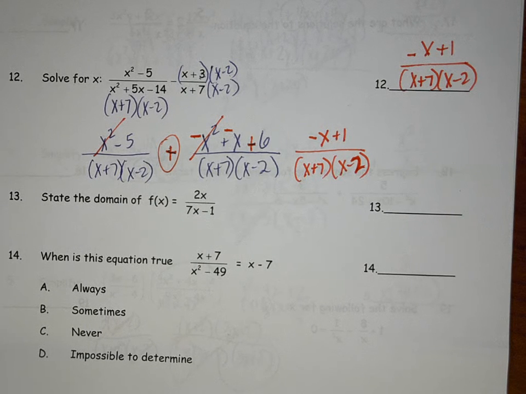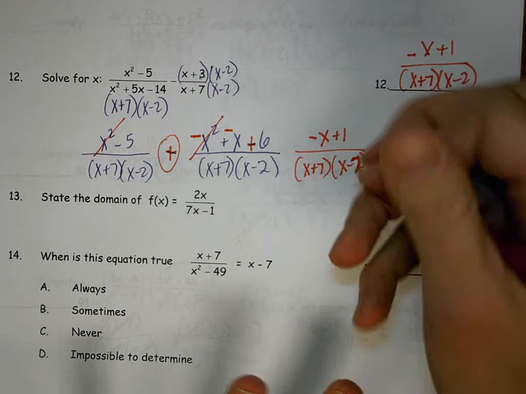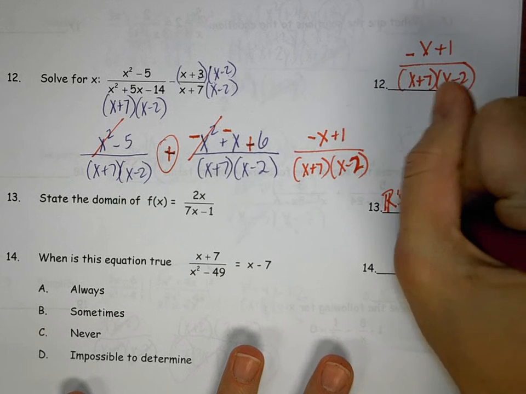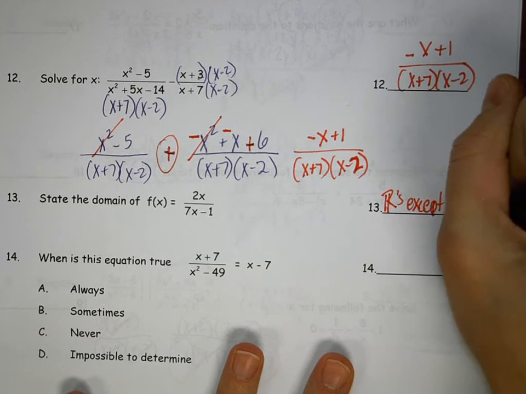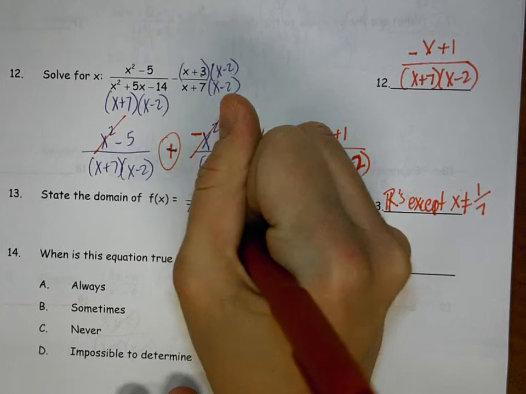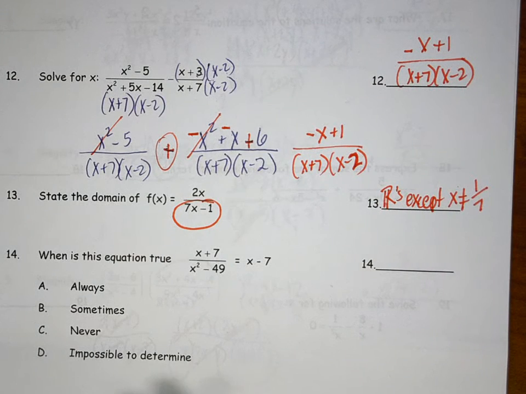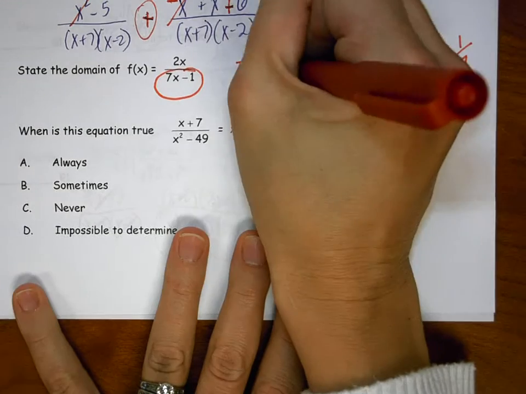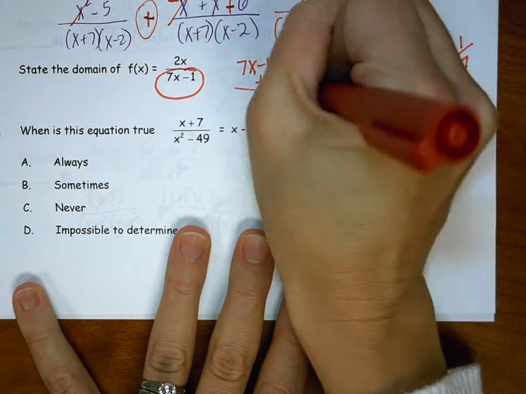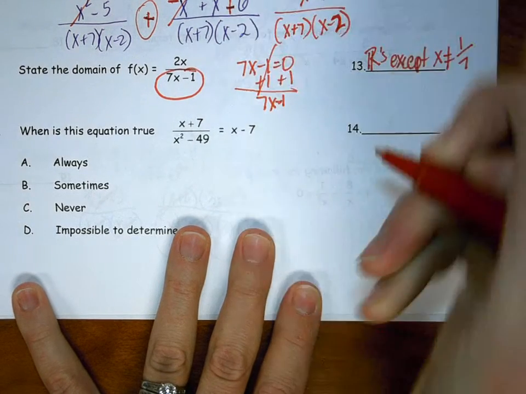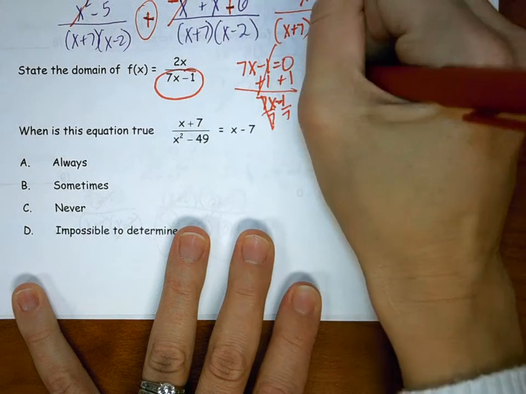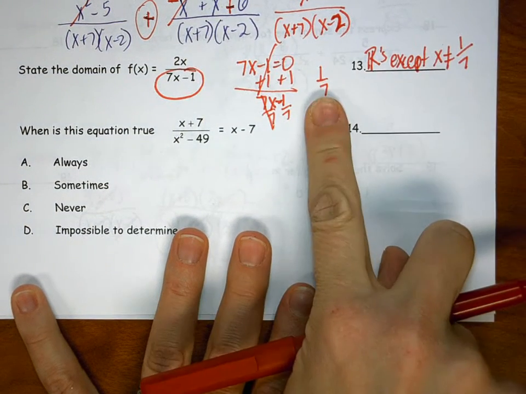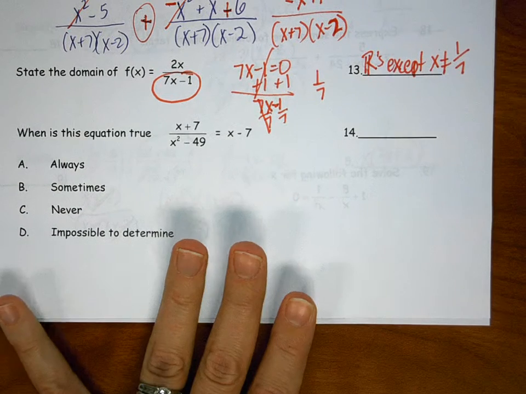Okay, what is my domain going to be on this? All reals except, very good, x cannot equal 1 over 7. Whatever would make the denominator equal to 0 is the only number that will not work. If you are not sure about that, all you have to do is take that denominator and set it equal to 0 and solve it. And then we don't have to divide by 7, so I find 1/7. So it's all reals except for 1 over 7. That's the value that would make the denominator 0.